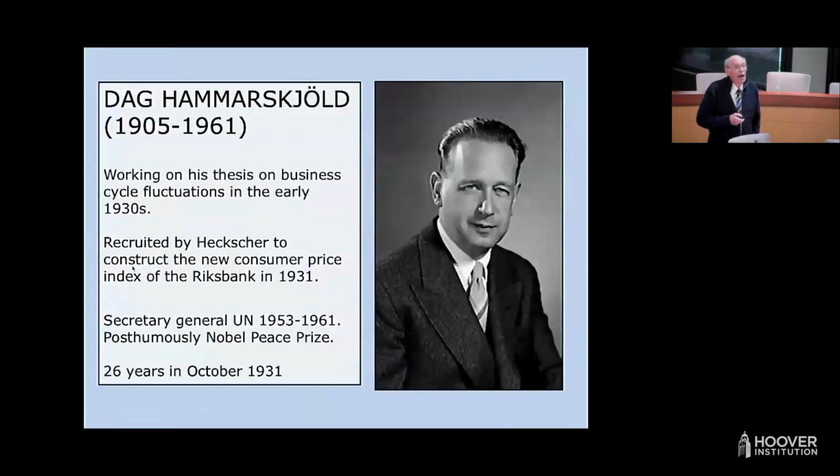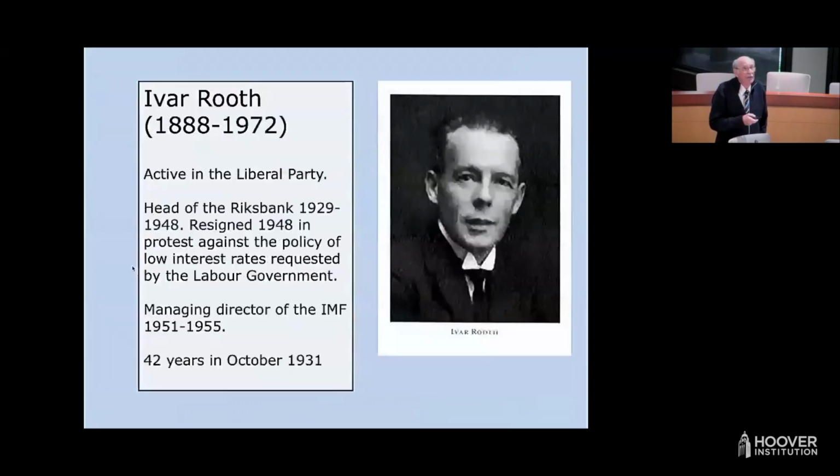And then we have a young man, Dag Hammarskjöld. He worked on a thesis on business cycle fluctuations in the 1930s. He was recruited by Heckscher to construct the new consumer price index of the Riksbank in 1931. He became Secretary General to the United Nations and died in Congo. He got the Nobel Peace Prize posthumously. He was young, 26 years old in October 1931.